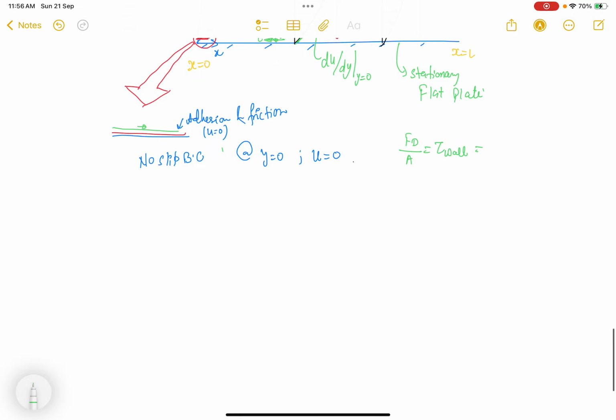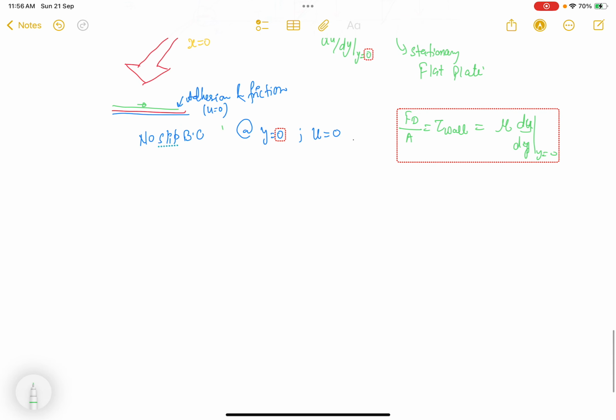Wall shear stress we can find if we know the velocity gradient at the wall, du/dy at y is equal to 0 at the wall. Moreover, wall shear stress can also be found from the non-dimensional coefficient, which is nothing but the friction coefficient.